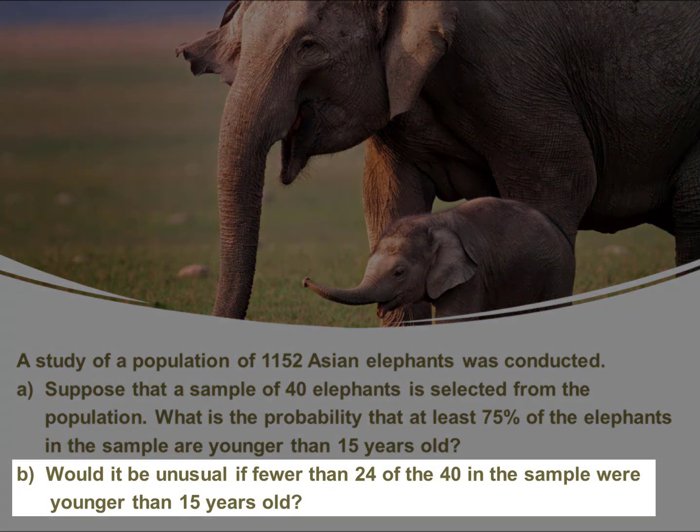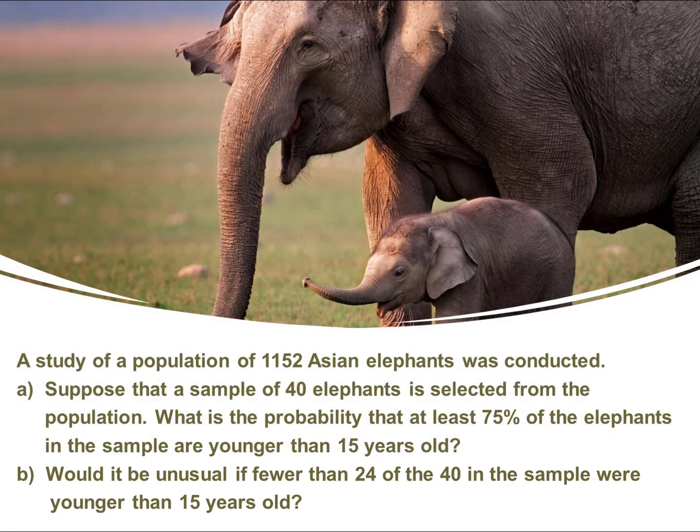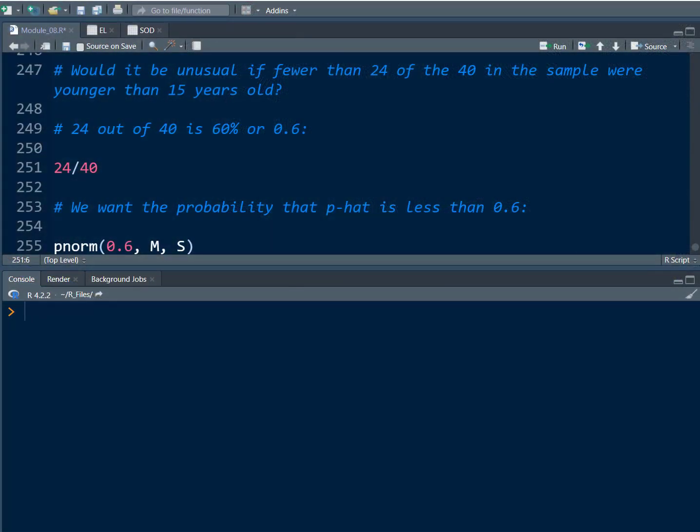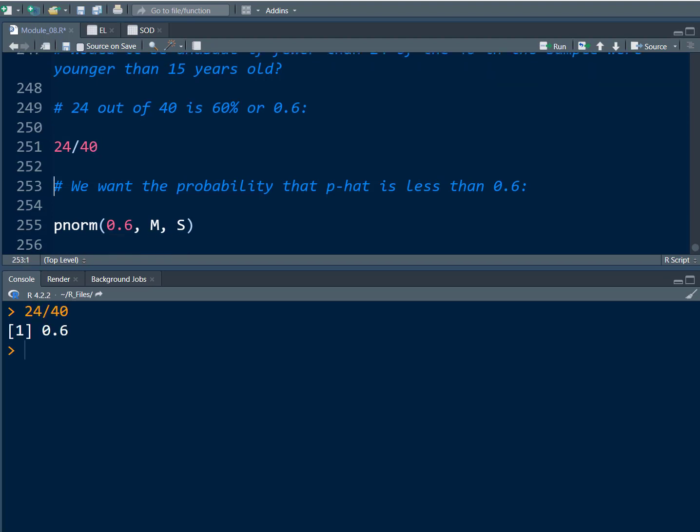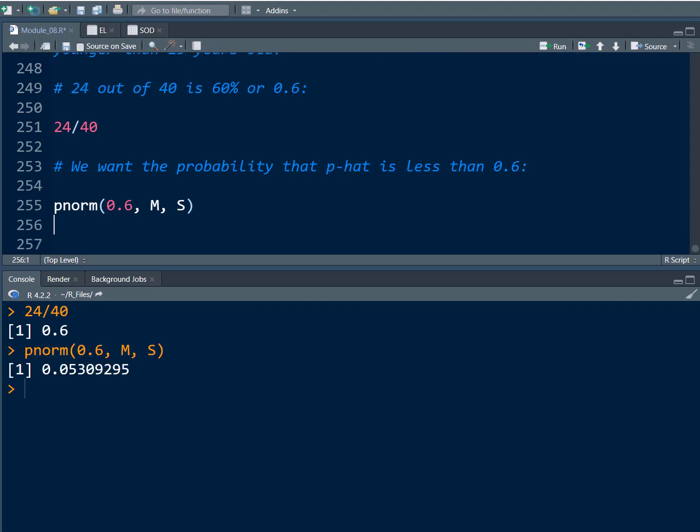Would it be unusual if fewer than 24 of the 40 in the sample were younger than 15 years old? So 24 out of 40 is 60%, or a proportion of 0.6. So we want to find the probability that p hat is less than 0.6. Running the pnorm(0.6, m, s) command, we find the probability to be 0.053. It's not quite at the point where we'd call it unusual, but it's probably safe to say that it's not exactly a common event either.